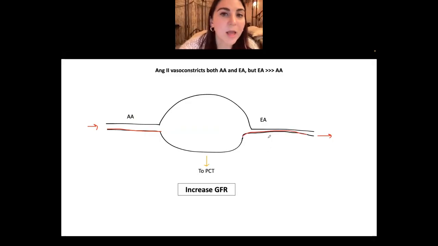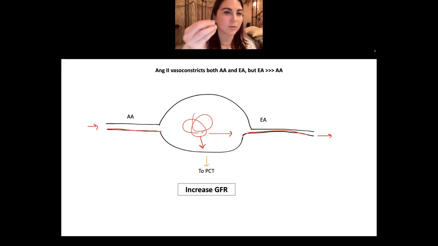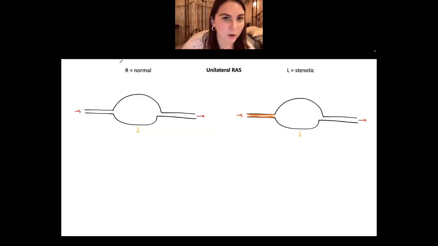And remember from renal, if you vasoconstrict the efferent arteriole a lot, you're basically causing blood to stay here longer. It's like giving it more time to filter, to go through the PCT. So by vasoconstricting the efferent arteriole, you're increasing your GFR. I'm going into the background before I go into bilateral renal artery stenosis and ACE inhibitors. So just remember, angiotensin 2 vasoconstricts both, but its effects on the efferent arteriole are a lot more. So vasoconstriction of the efferent arteriole gives you increased GFR.